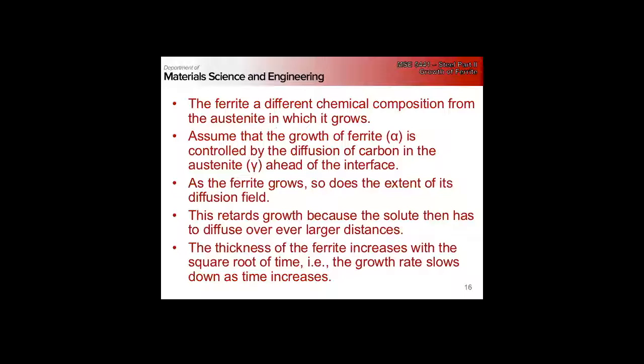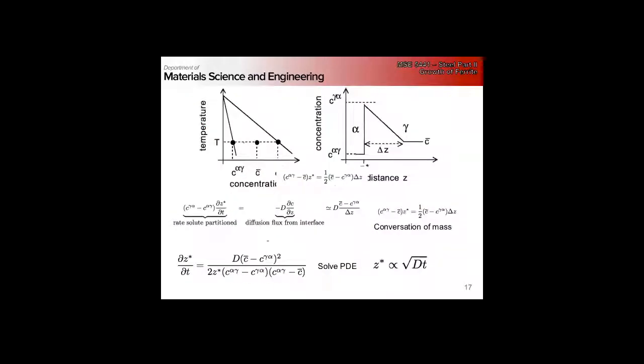And we'll go through a simple analysis, but this leads to square root time dependence on the growth of the ferrite, right? So the growth rate slows down as the time increases, right? And that's really the main thing. The analysis is just sort of how we get there, right?